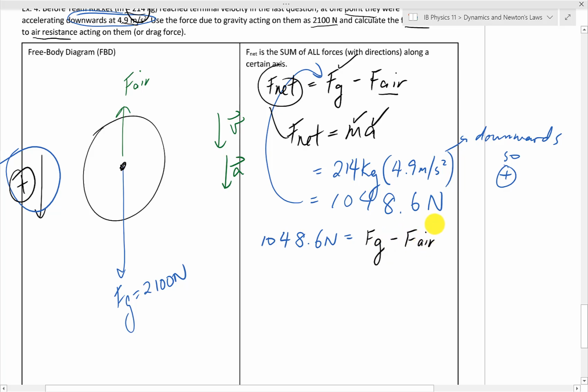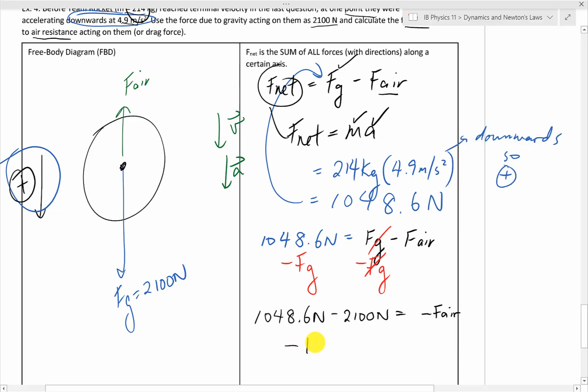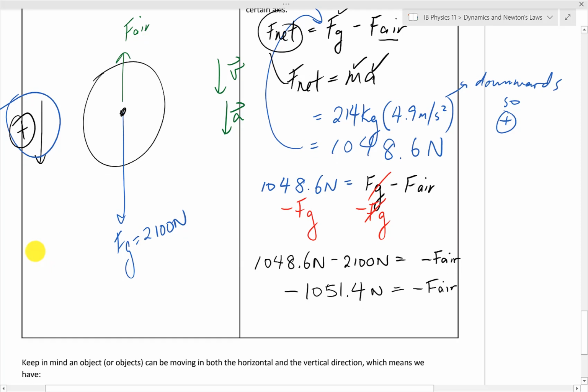Substituting into Fnet equals Fg minus Fair, we will need to isolate for Fair by putting Fg on the other side. Calculating this one out, we get negative 1051.4. The two negatives cancel out, which will leave us with Fair being 1051, but actually it's going to be 1100 newtons in the upwards direction, rounding up.